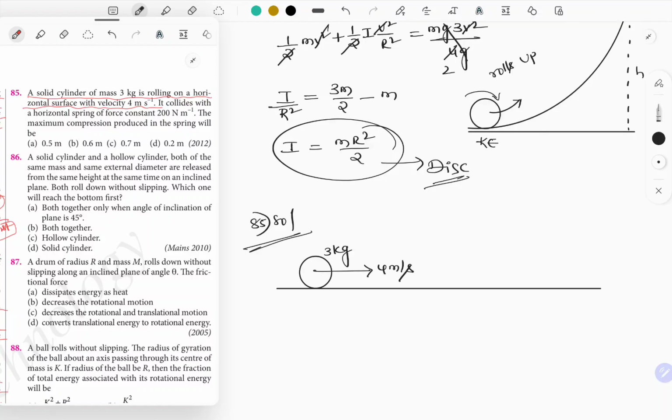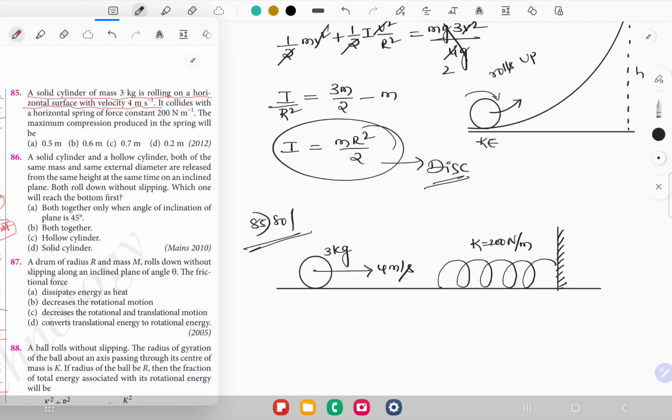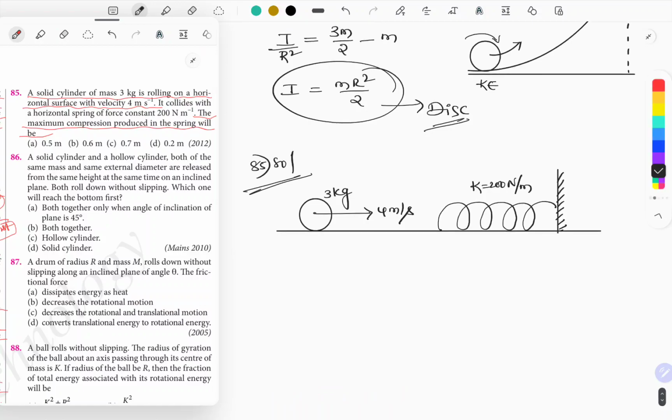It collides with a spring of force constant, the spring constant is also given: k is equal to 200 Newton per meter. Then the maximum compression produced in the spring will be what? It is a work energy power question. So whatever this object is rolling, it will have two types of kinetic energy, translational plus rotational.